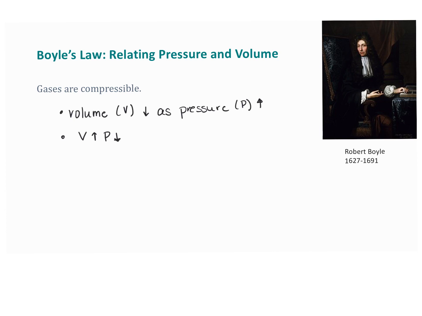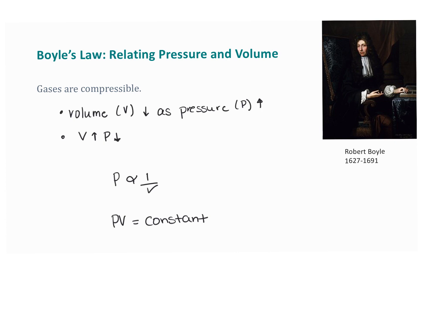One of the ways we can mathematically represent this is we can say, look, pressure is inversely proportional to the volume. Another way of saying this is that the pressure and volume equal some sort of constant.